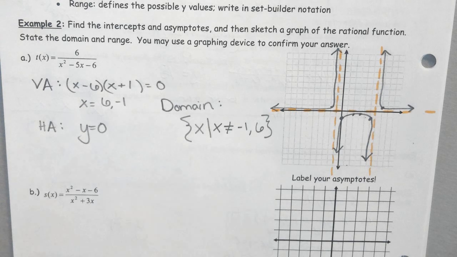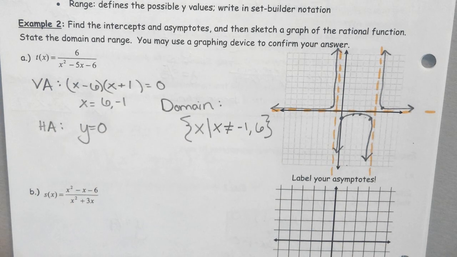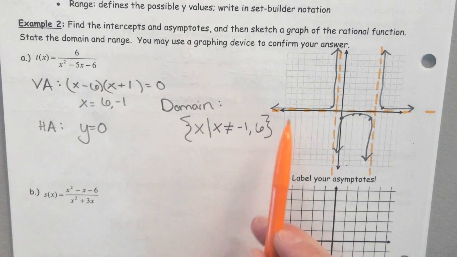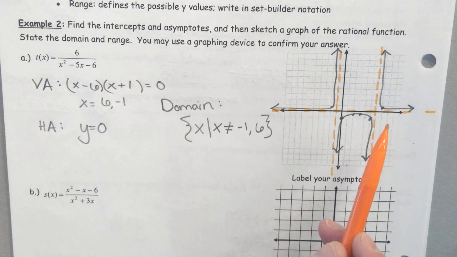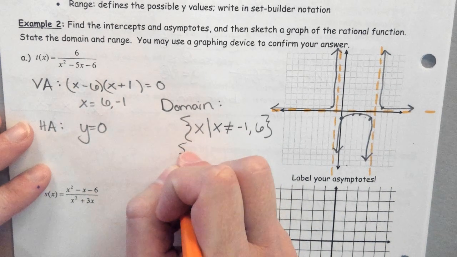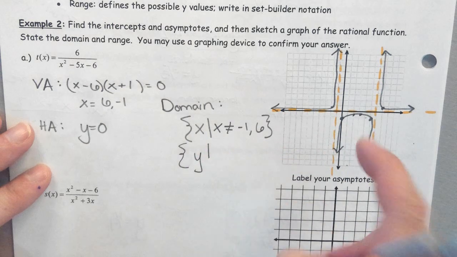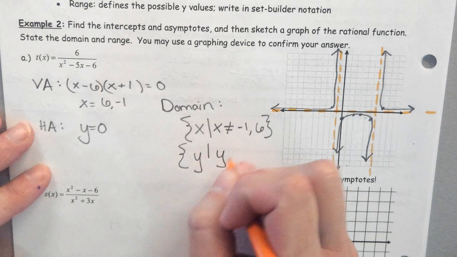Sometimes it's easier to say what it's not than what it is. Because if I start listing out what it is, there are infinitely many things that it is, right? But there are only 2 things that it's not. So this is way faster and easier. Range. What's off limits for my range? 0. So we're going to get super duper close to 0. So we've got y such that y has to stay greater than 0.